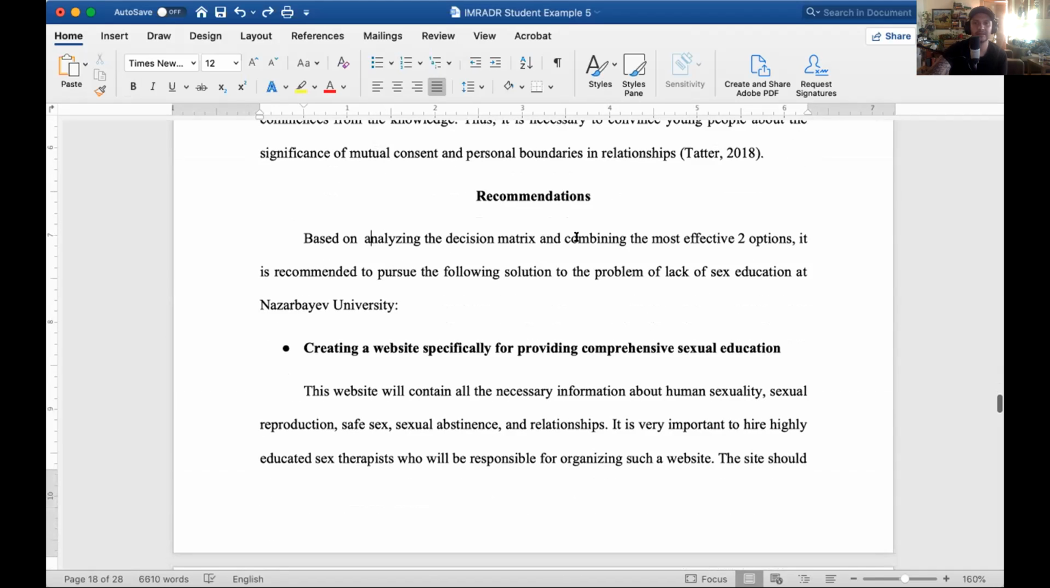Based on analyzing the decision matrix and combining the most effective 2 options, it is recommended to pursue the following solution to the problem of lack of sex education at Nazarbayev University. Now, I want this a little bit formatted closer to what our textbook, chapter 18, says. Now, you can include extra information like they did, but I like to include the actual name of the person, right? We're recommending to President Katsu or whoever, right?